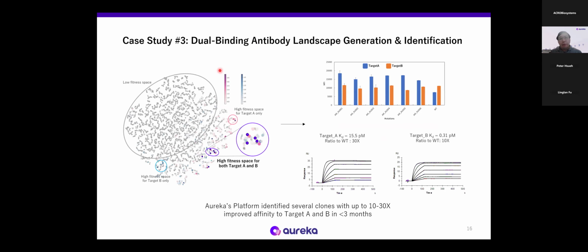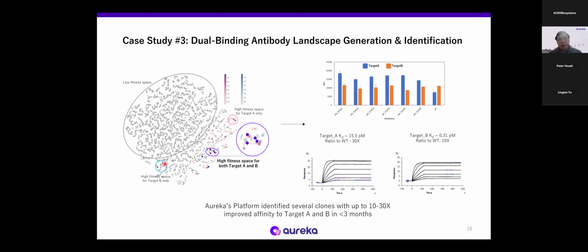So in the end, we're able to screen out lots of candidates that, based on the model, look very promising, but when we actually test them, we see that some of them show good binding affinity, and some of them don't.